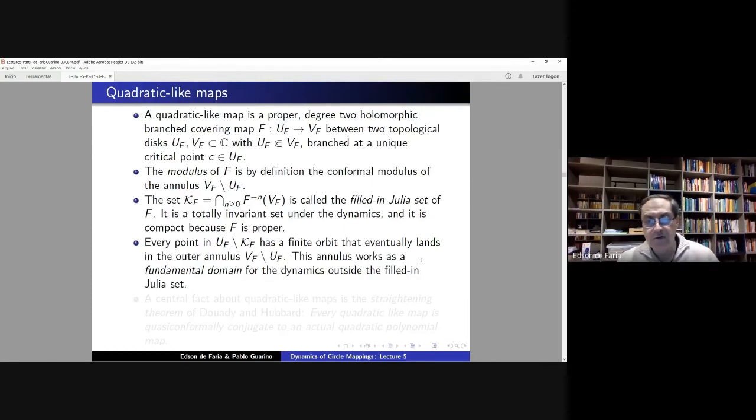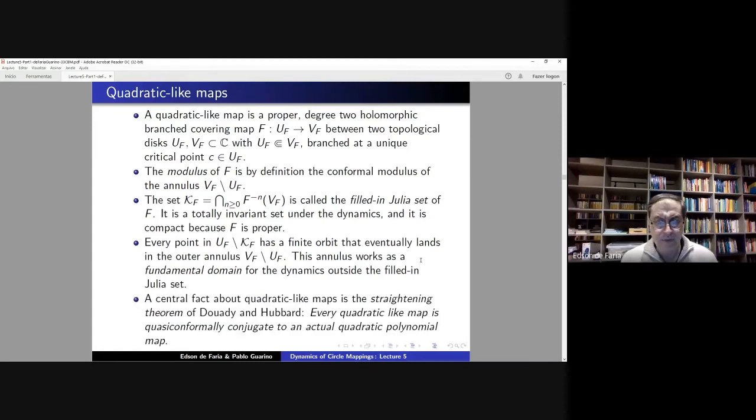So the annulus VF minus UF works as a fundamental domain for the dynamics in the part which is kind of least interesting, in the sense that the most interesting dynamics is happening inside the filled-in Julia set. Okay, so the basic fact about quadratic-like maps that one has to keep in mind is that these maps are topologically and even quasi-conformally the same as actual quadratic polynomials restricted to certain domains, okay? So every quadratic-like map is quasi-conformally conjugate to an actual quadratic polynomial.